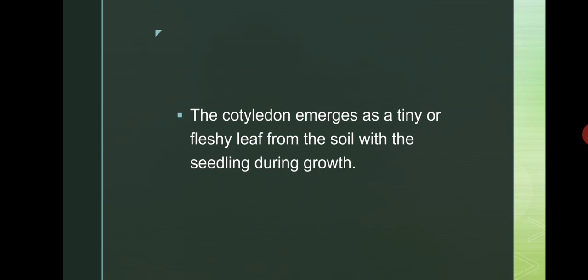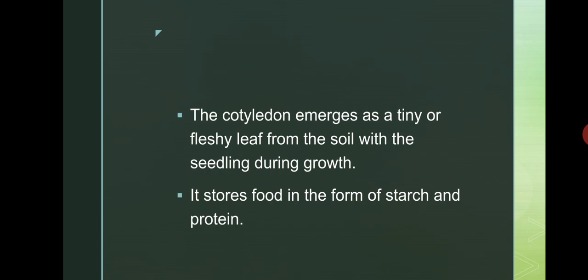Epicotyl provides the entire plant shoot system. Second, hypocotyl. Hypocotyl is the primary root that emerges during germination, and it anchors the plant into the soil firmly. Then, radicle. Radicle is the root and it is embryonic. Next, cotyledon. Cotyledon is the tiny or fleshy leaf from the soil with the seedling during the growth of the plant. Now, it stores food in the form of starch and protein.